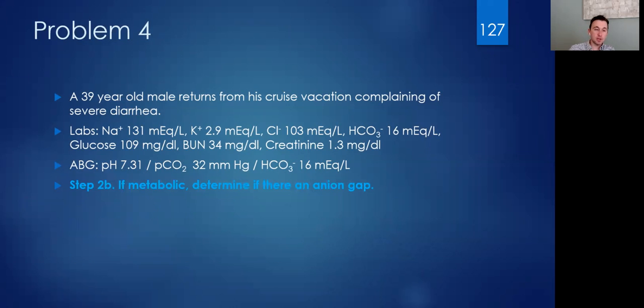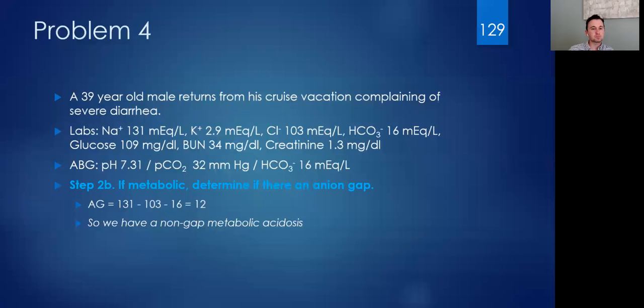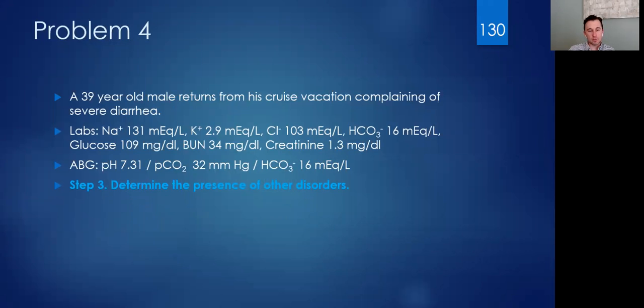Step 2B, now that we know it's metabolic, our next step is to determine whether or not there is an anion gap. We plug in our numbers, which gives us a gap of 12. So this is an acidosis, but a non-gap acidosis. But we're not done. We've got to see, are there any other disorders present? Now, for non-gap acidosis, there's no need to calculate a delta-delta because there's no gap to begin with. If you had a gap acidosis occurring in the same setting, then your overall equation would give you a gap. So in the situation where you have a non-gap acidosis, you know there cannot be an accompanying gap acidosis.